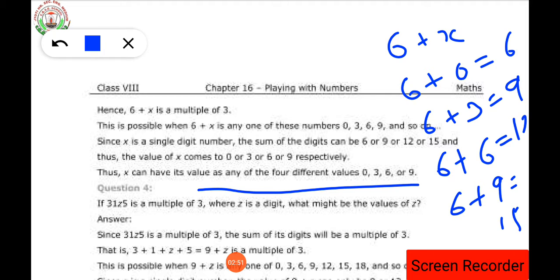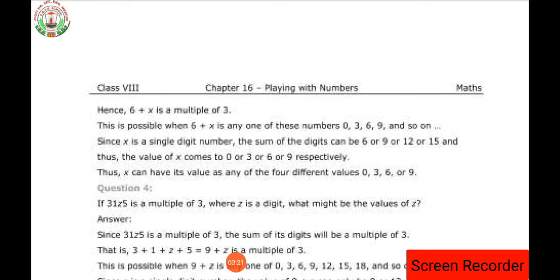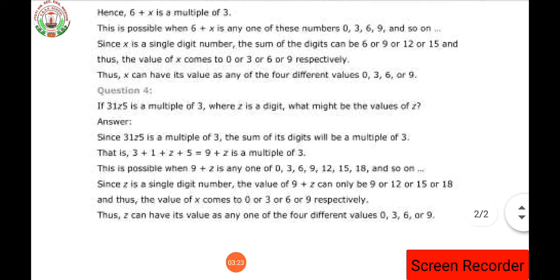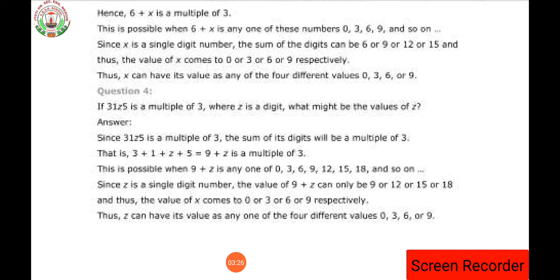Clear? Now since 0, 3, 6, 9 are the values of x, in place of x in 24x we can keep 0, 3, 6 or 9. Why are we not taking double digits? Because we have to take only a single digit number in place of x, not 2-digit values like 12. Clear everyone? Next is question number 4, which is the last revision question of this exercise.